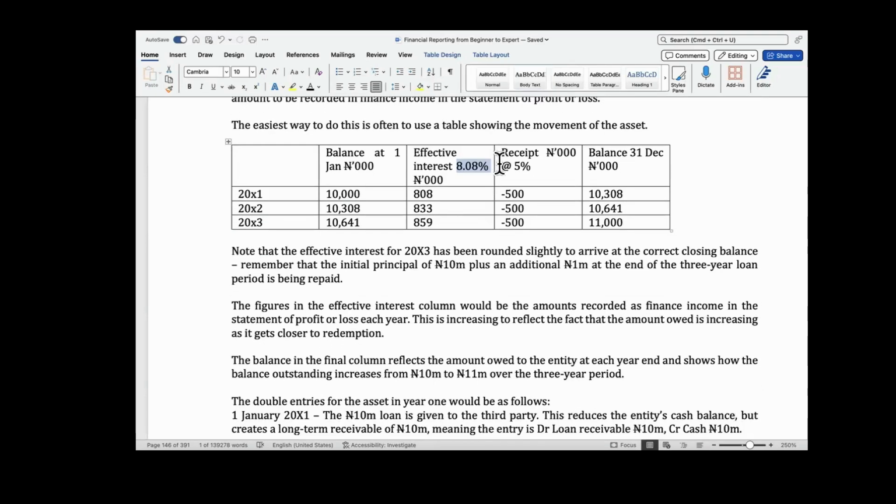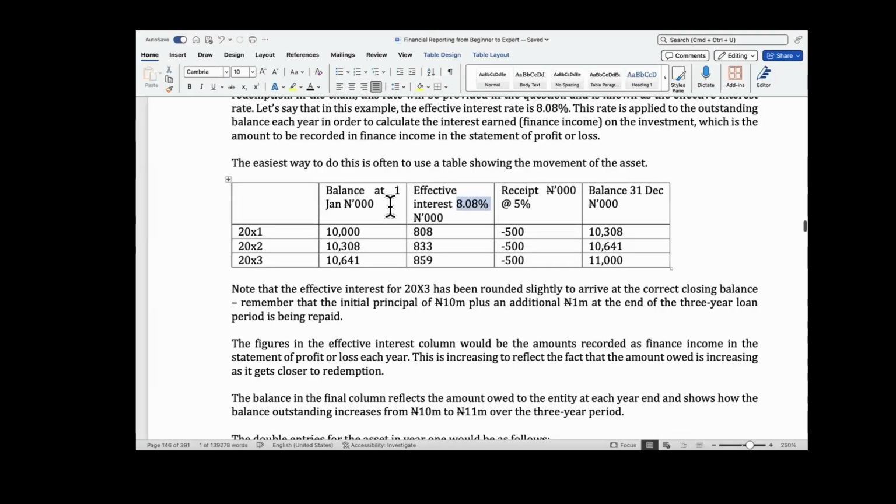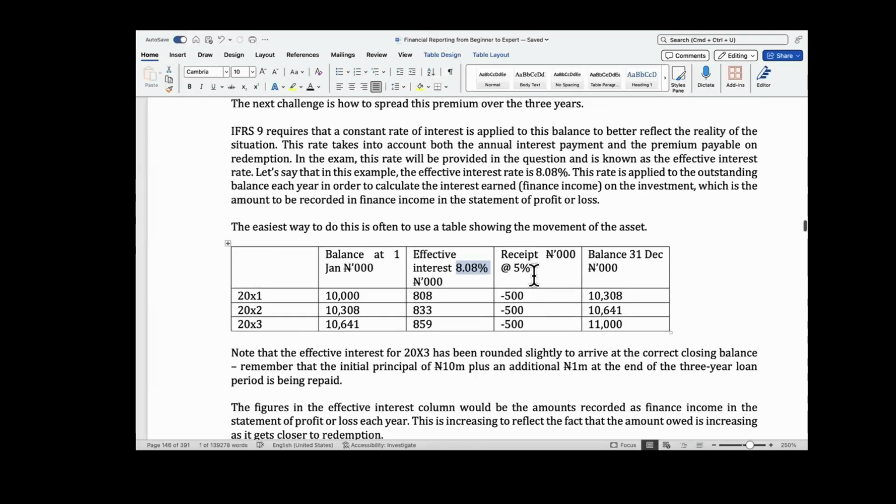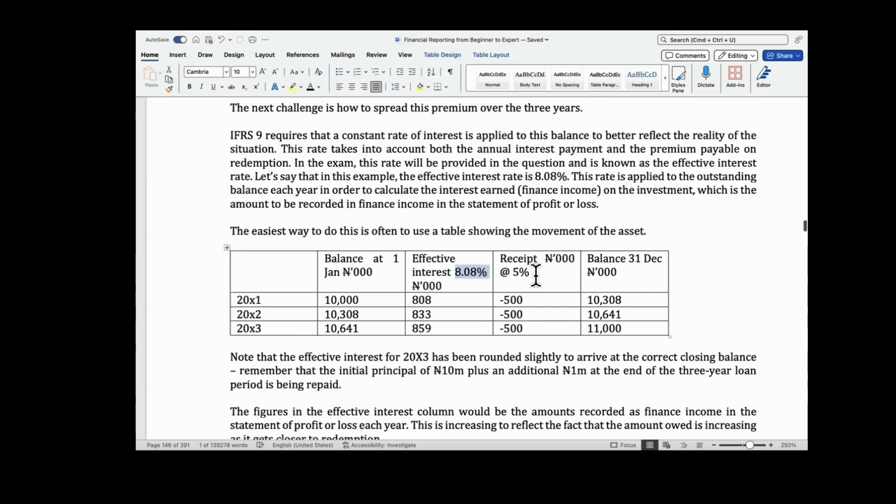So somebody is asking me, is the effective rate what we call coupon rate? No. It is the nominal rate that we call coupon rate, which is this 5%. This is the fixed interest rate that is called coupon, not the effective. Effective, another name for it is market rate. Any questions?